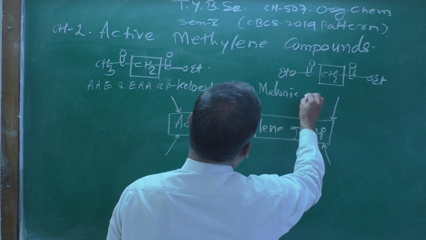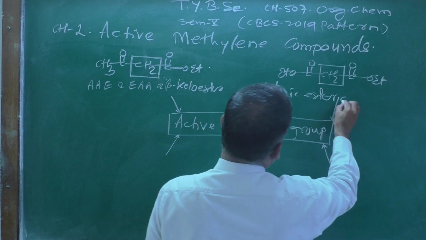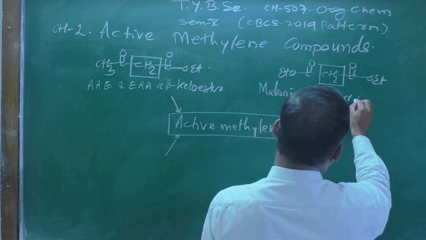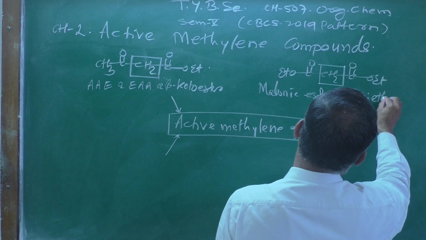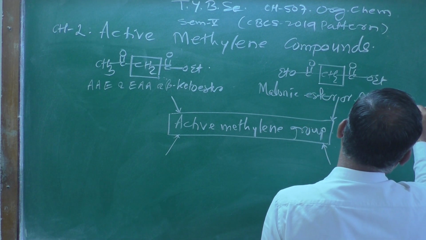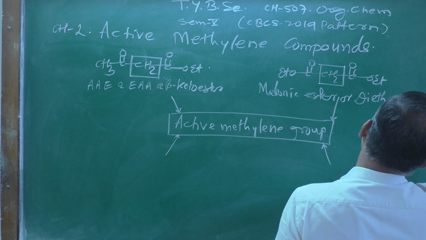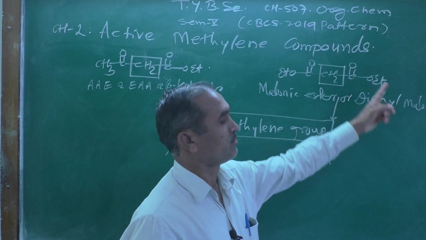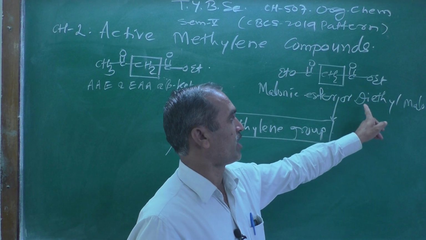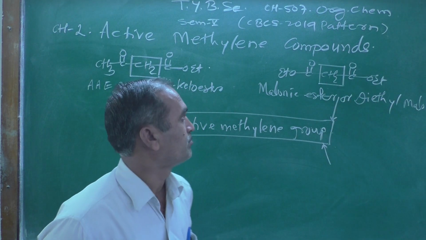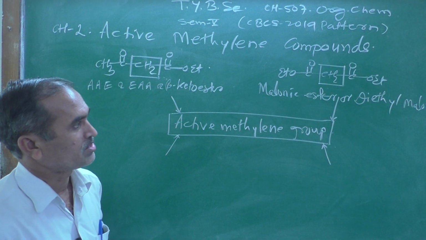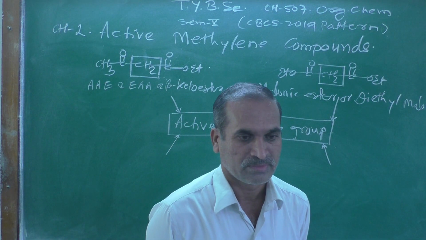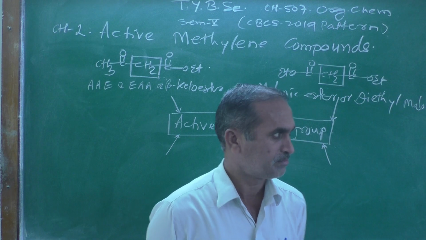Malonic ester, or we can call it diethyl malonate. On both sides there is an ethyl group, and therefore it is known as a diethyl malonate, which is obtained or achieved from malonic acid.